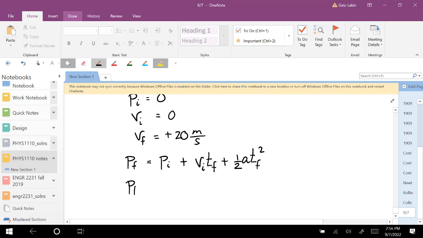So P final, what we're looking for, is equal to 0 plus 0 times something is 0, plus 1/2 times 0.444 times 45 seconds squared. Oh, I didn't put the units in. Remember to put the units in here. So 0.444 meters per second squared times 45 seconds squared.